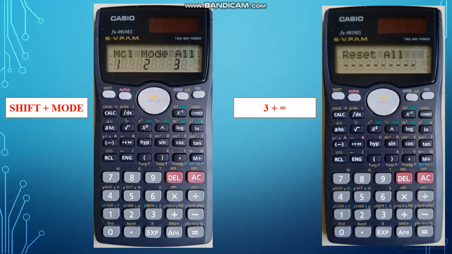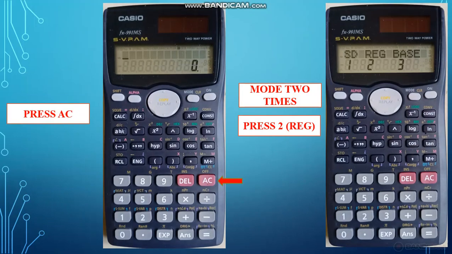So the first step is you press shift plus mode. After that you press 3 plus equal to. Then in the display it will be like this, reset all. After that you press AC. Ensure that in the display there is only the D option. After clearing the mode, the display will be only the D option.